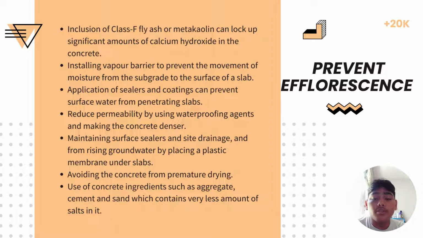Next, application of sealers and coatings can prevent surface water from penetrating slabs. You should apply them as soon as surfaces are clean and dry. Other than that, reduce permeability by using waterproofing agents or making the concrete denser. Low permeability helps keep aggressive chemicals out of the concrete, slows leaching of soluble material such as lime, and limits the depth of carbonation, thus better protecting reinforcing steel from corrosion.